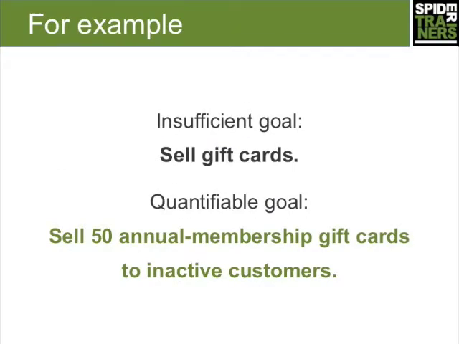For example, if you were setting a quantifiable goal, it wouldn't be enough to just say, let's sell more gift cards. But you could say something like, let's sell 50 gift cards to inactive customers by December 31st. In that way, you're defining how many you want to sell, you're defining the target audience, and you're defining the time span in which you will do this.